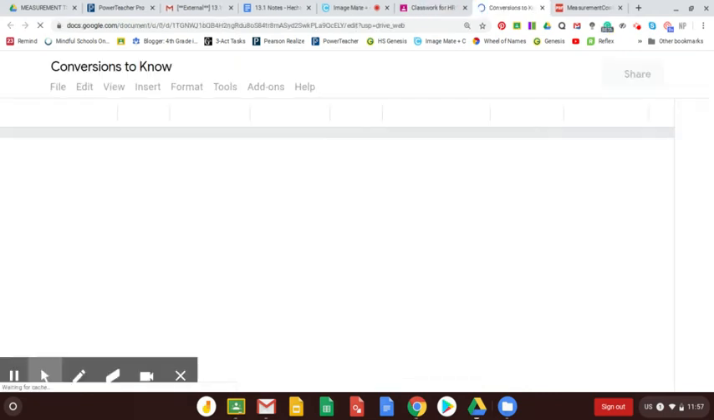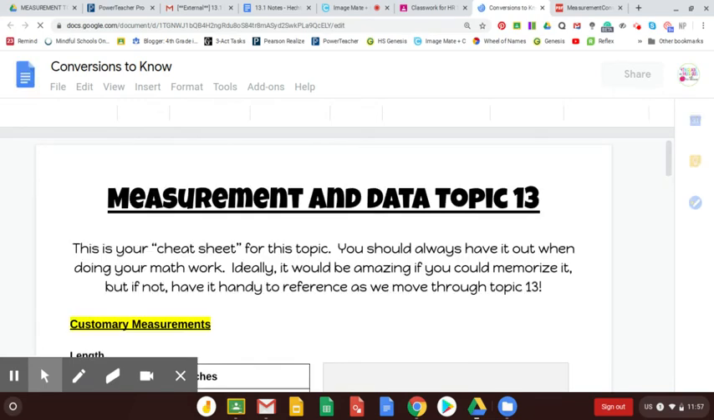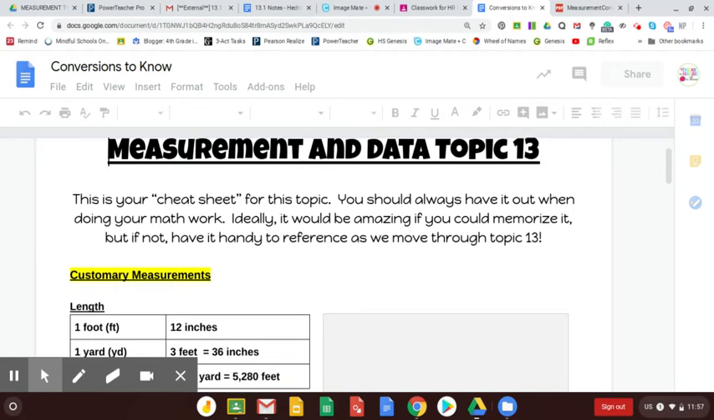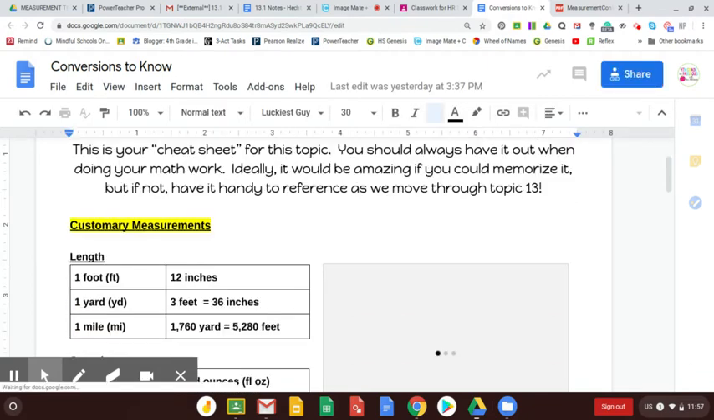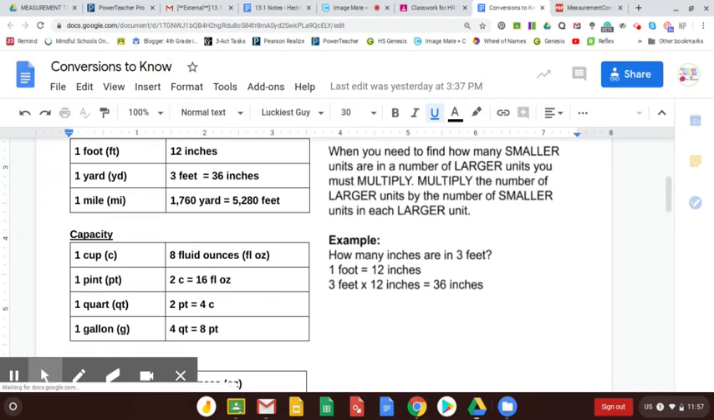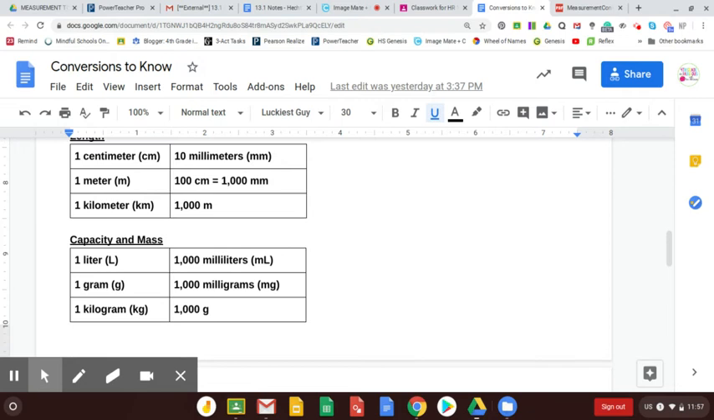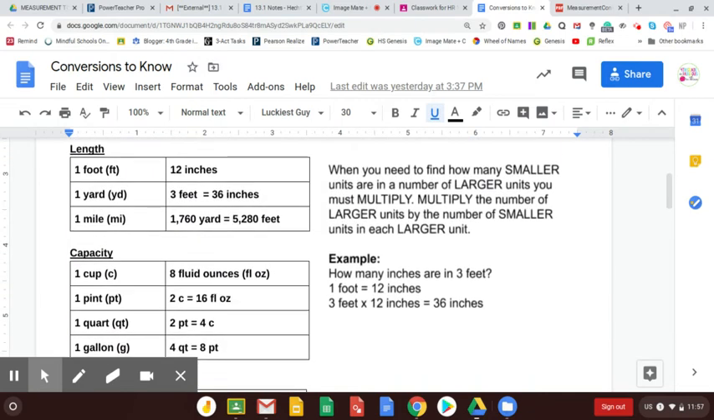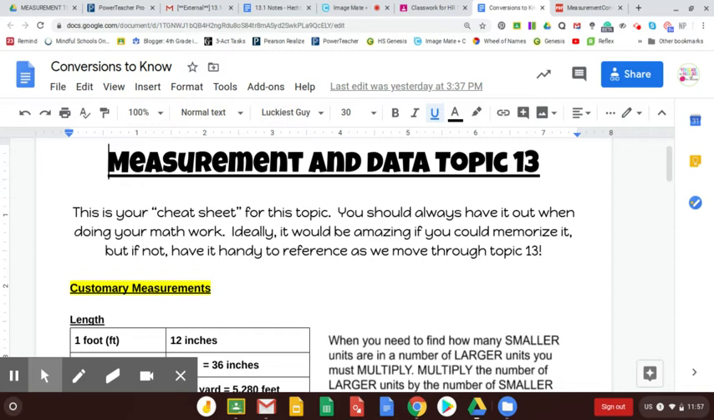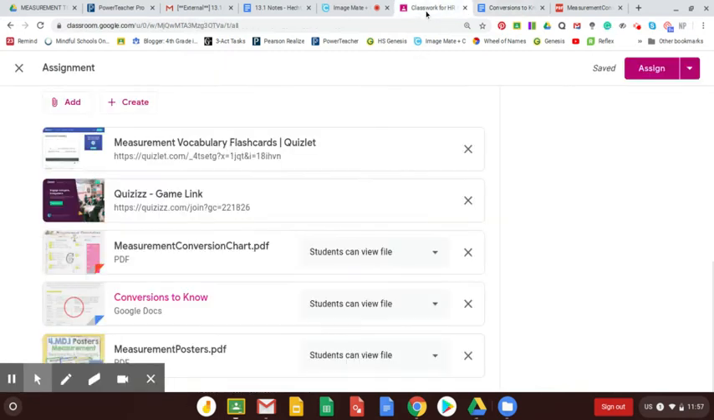Then there's another one here, and this is one that I sent your parents. So I said, if you can't print anything else out, at least try to print this one out. It's kind of like a cheat sheet for this topic. You are always allowed to use this on all of our work throughout the entire unit. I'm even going to let you use it on the test. We're going to have the test in about 3 weeks. So it's going to take a while to do this topic. Probably right before Memorial Day, we'll be done with it. Measurement is complicated.